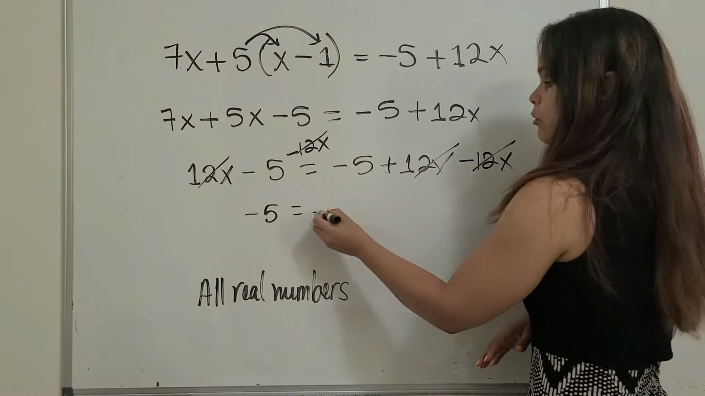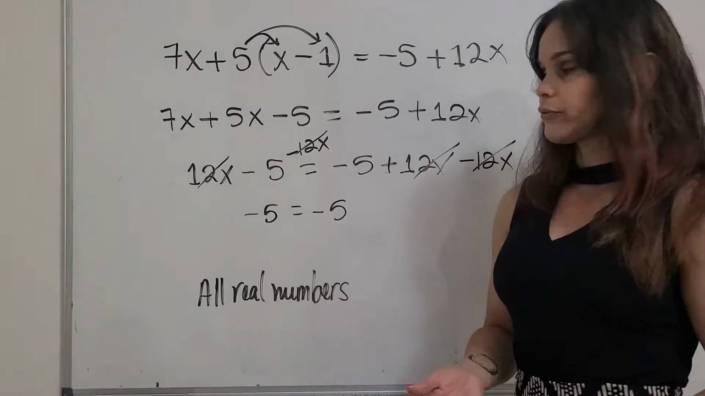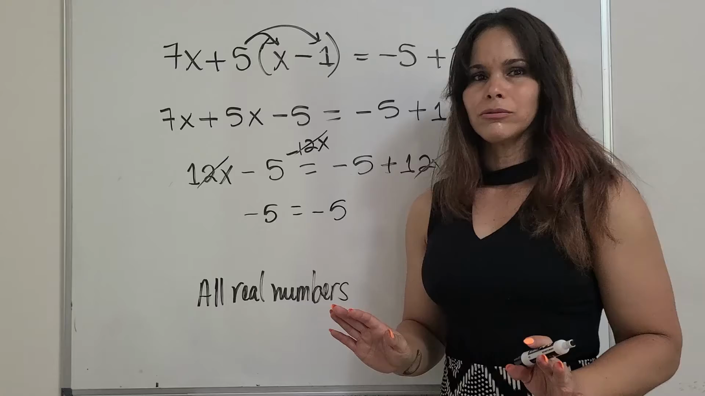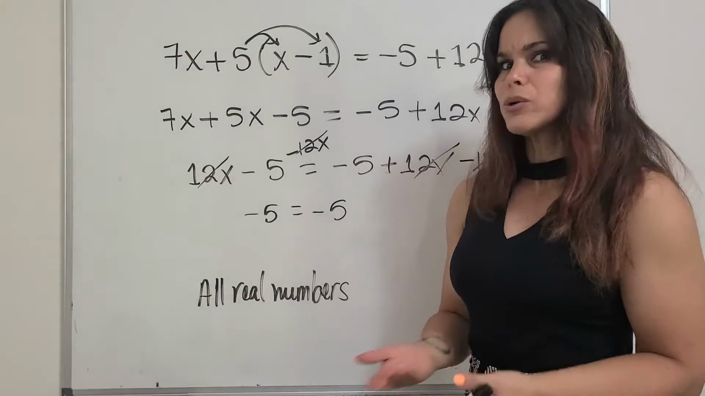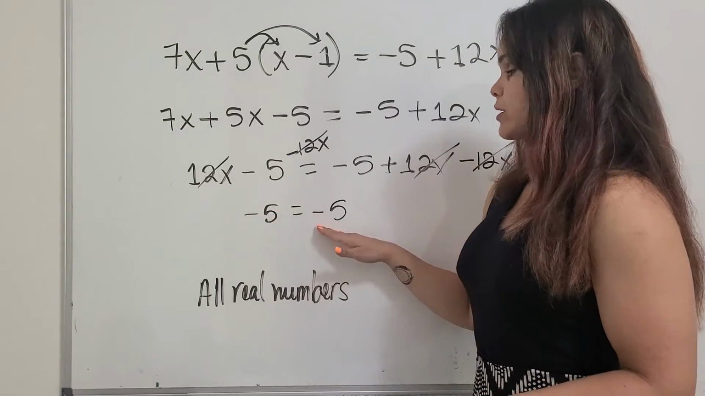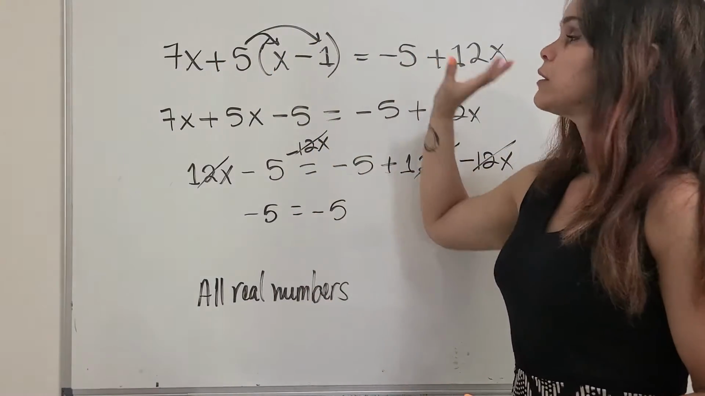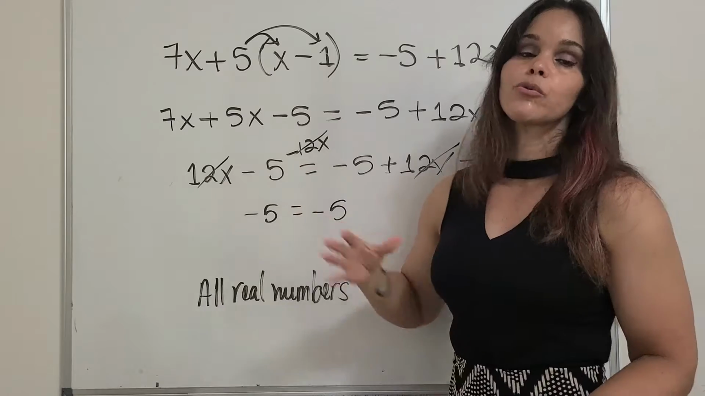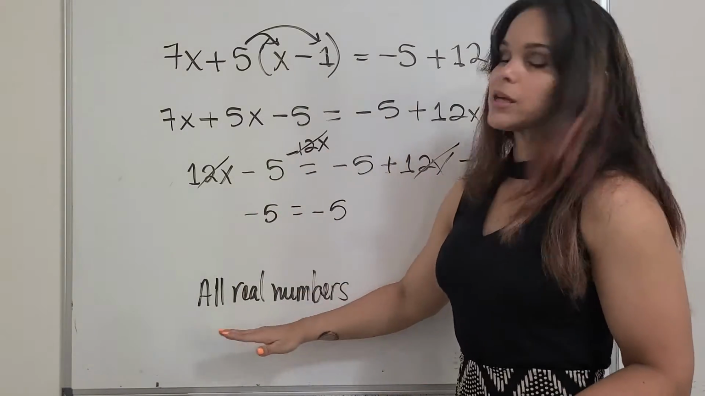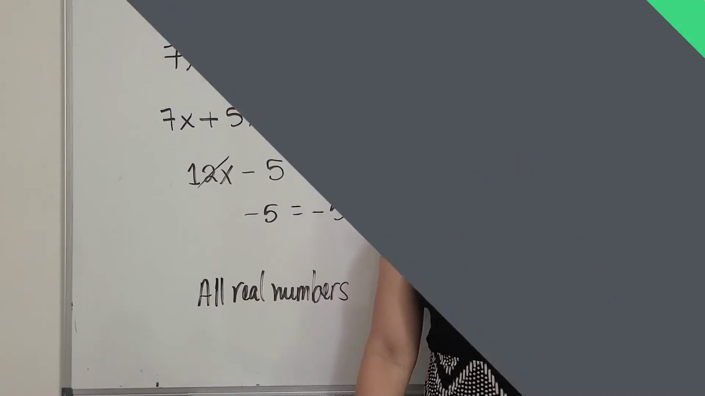This cancels out. Oh, wait a minute, I have a negative 5 equal to negative 5. So as far as we know, that is always going to be true. Negative 5 is equal to negative 5. So once again, we have an identity. Every real number that is replaced here is going to make this equation true. So the conclusion is that this is going to be all real numbers.